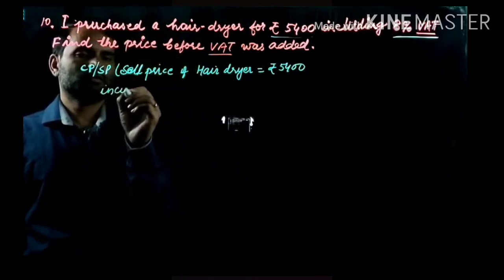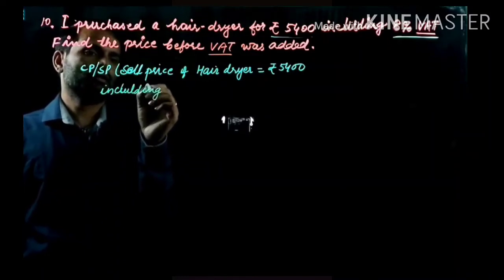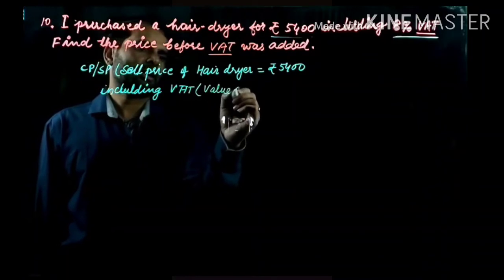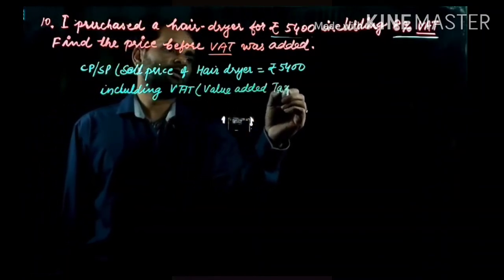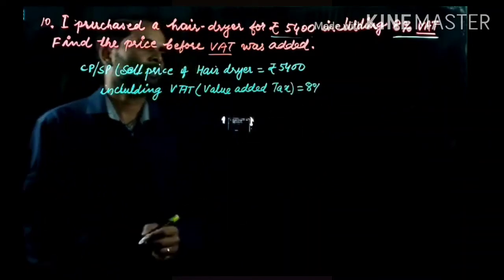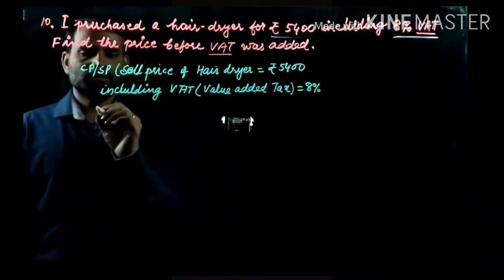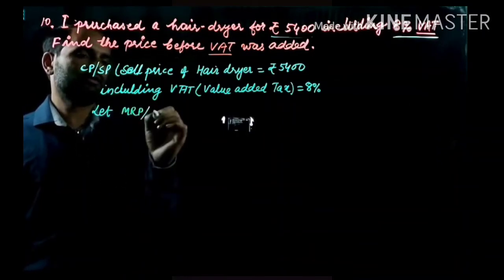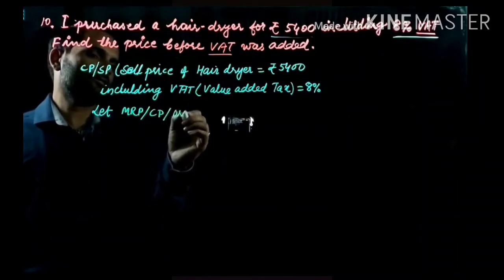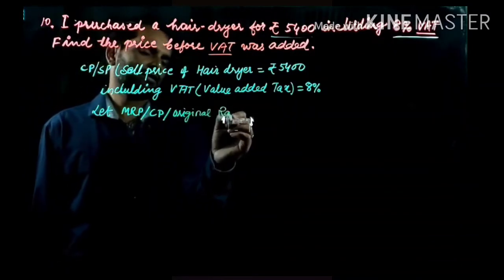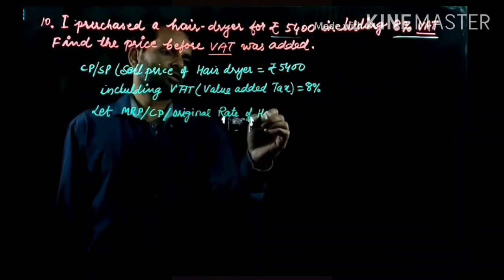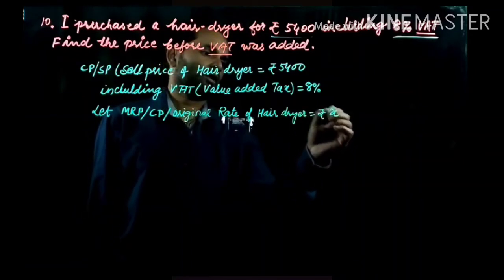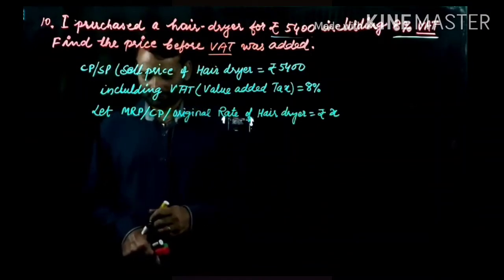And second, it is given including VAT, value added tax, which is 8%. Let the MRP, or original rate, of the hair dryer be rupees X.